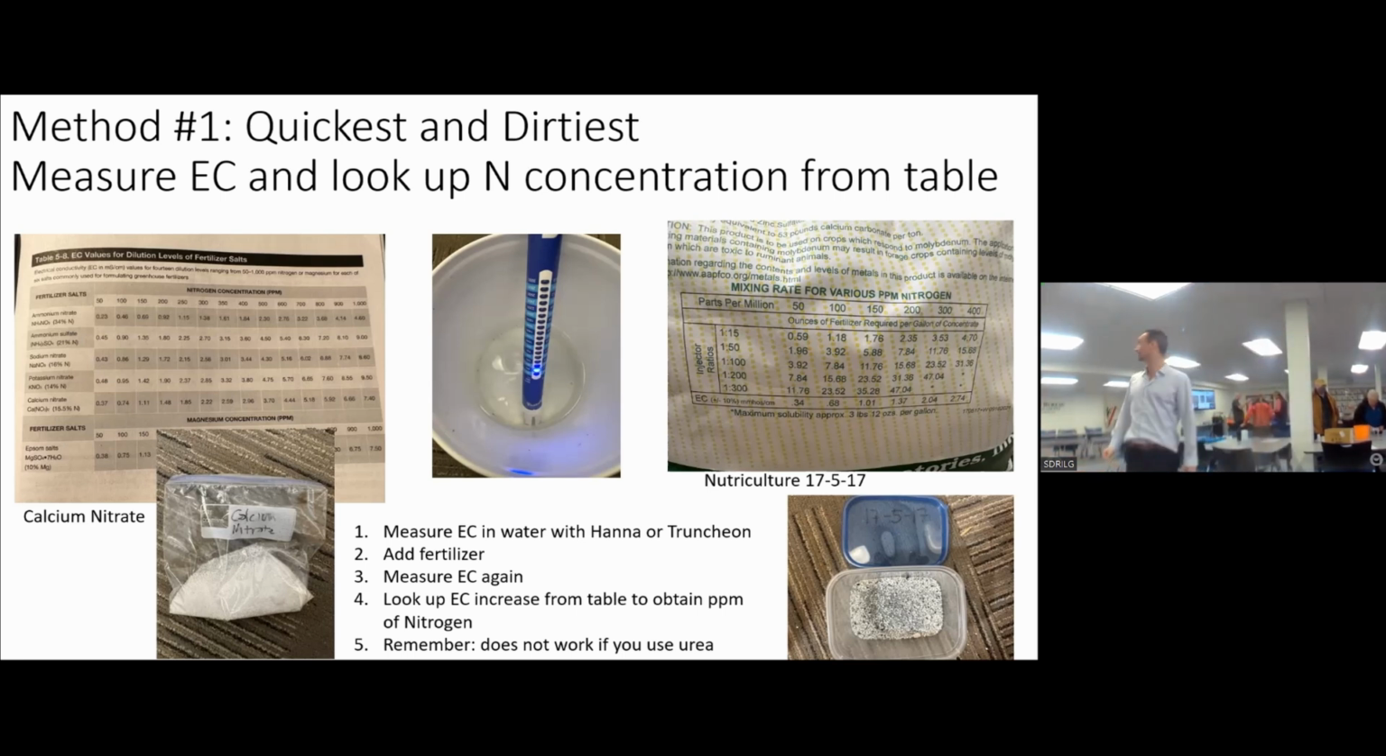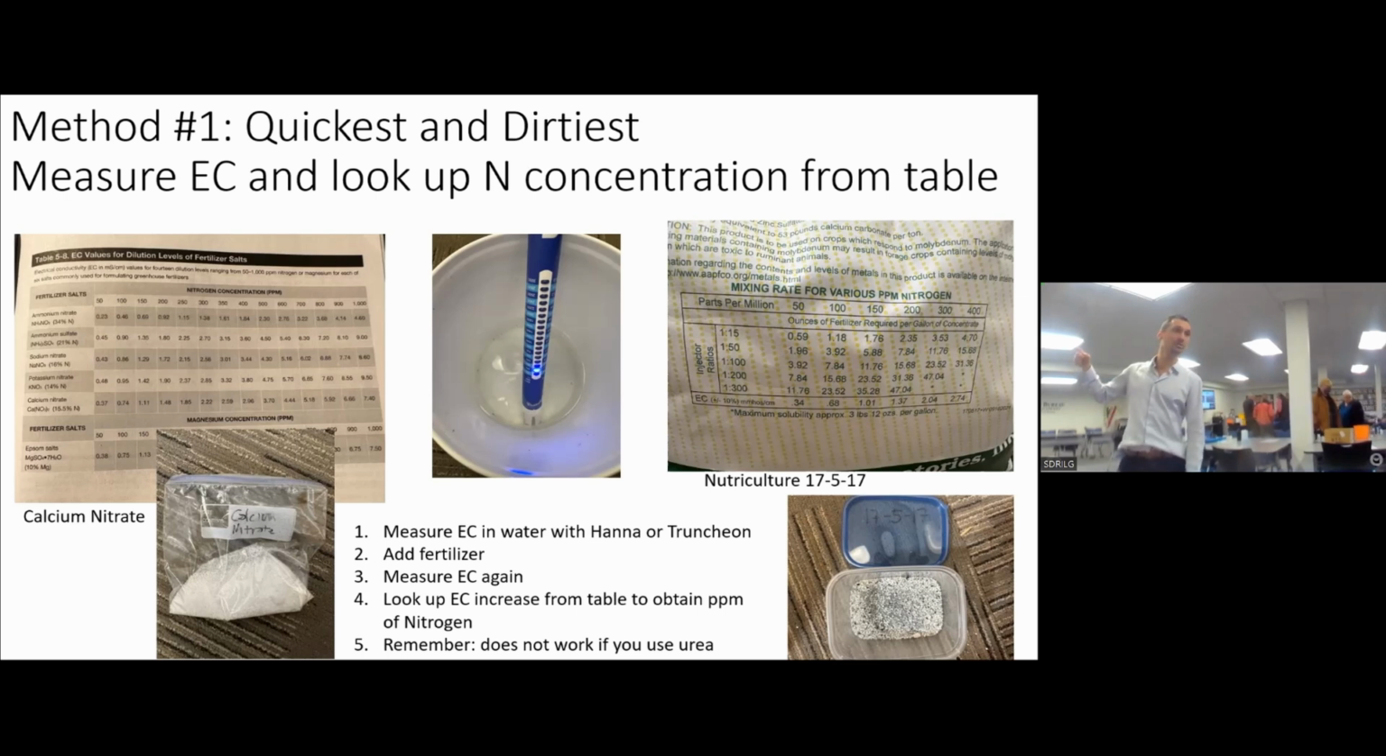How much nitrogen you get. For example, the table that I have up now on the left tells you, for calcium nitrate, the increase in EC corresponding to different levels of nitrogen concentration. We use this method because it's quick. The problem is that you need to have a table from somebody who has done the job before, to find the correspondence between EC and nitrogen concentration for that particular fertilizer, of course.